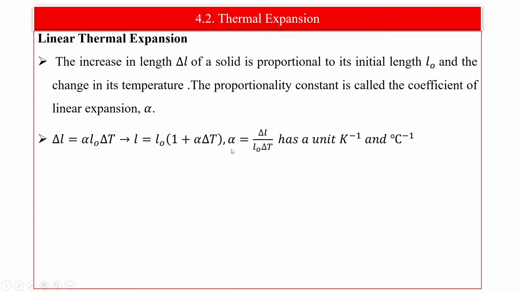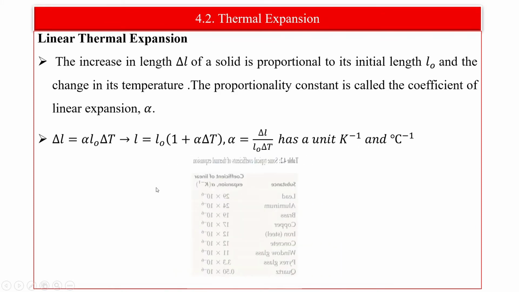Okay, the unit for alpha: the change in length divided by the original length, so if it's given in meters, meter is cancelled by meter. If it's given in centimeters, centimeter is cancelled by centimeter, and there is a change in temperature, so 1/Kelvin or 1/degree Celsius will be the unit in the case of linear expansion.